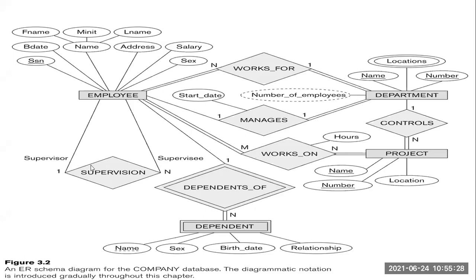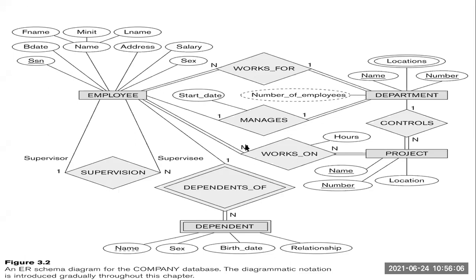Supervision. Correct. After that, works for, yes. Manages, yes. Works on, yes. Controls, yes. Dependents of, yes. Exactly. Fine. This is correct here. The tables or entities are employee, department, project, and dependent here. And the relationships, as you have said, are correct: supervision, works for, controls, dependents of, manages, works on here.